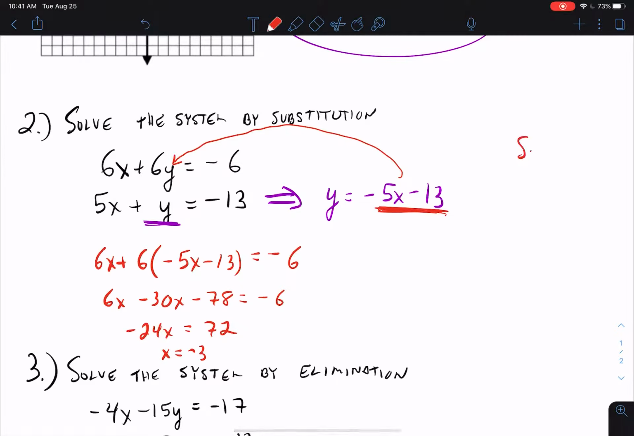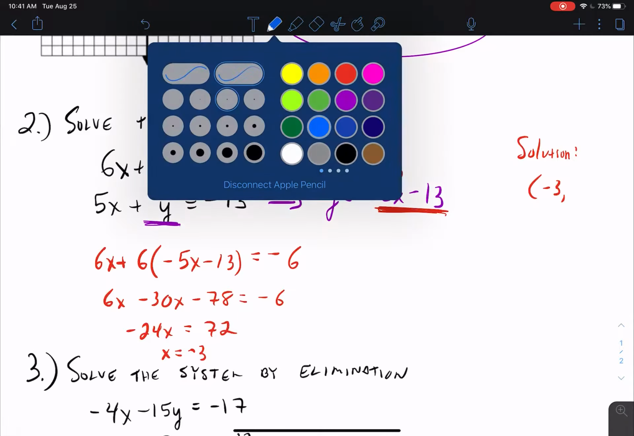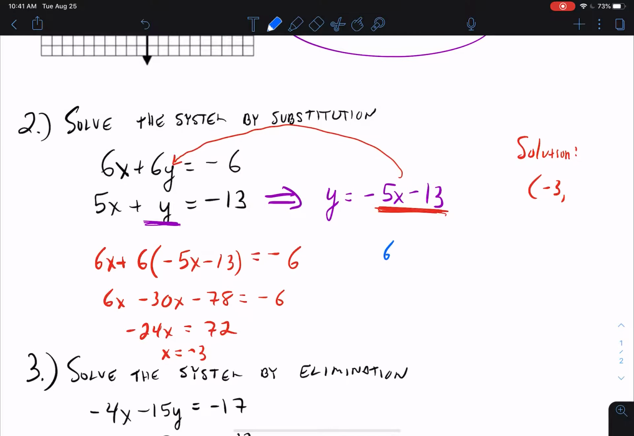So with our solution, we know the x-coordinate is -3. We have to figure out what the y-coordinate is now. So we could plug it back into either of our equations to solve for y. In the top equation, we could substitute -3 back in for x, because that's what we just solved for.